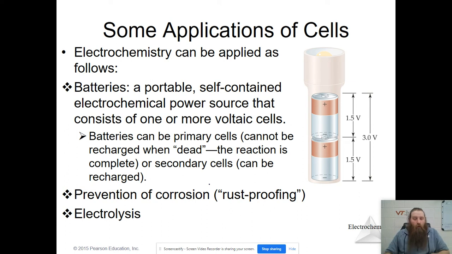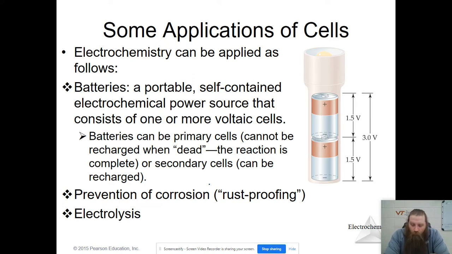All right. So the application of electrochemistry is, again, typically utilized in batteries. A battery is a self-contained electrochemical power source that is either one or more voltaic cells, usually contained in steel to prevent the loss of some toxic substance. There can be primary cells, which are non-rechargeable batteries. Their reaction proceeds to completion, and once it's done, the battery can't be charged. There's also secondary cells, which can be recharged.